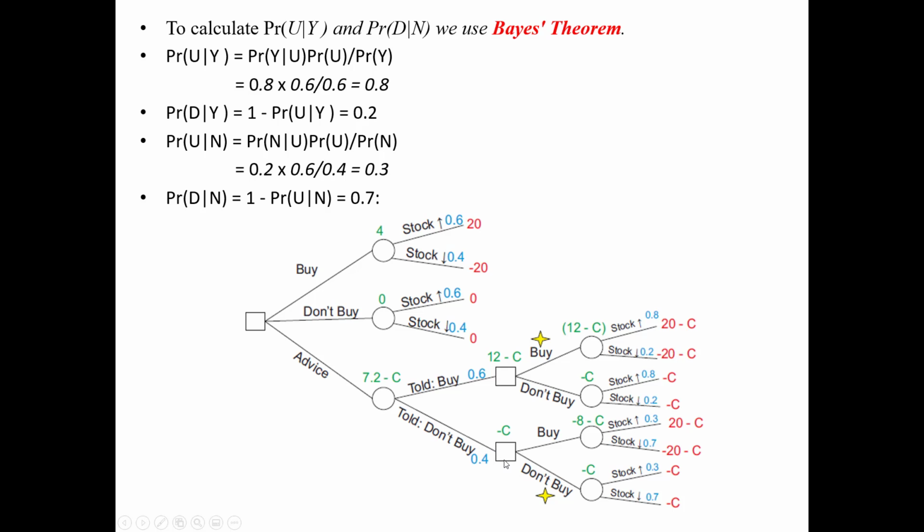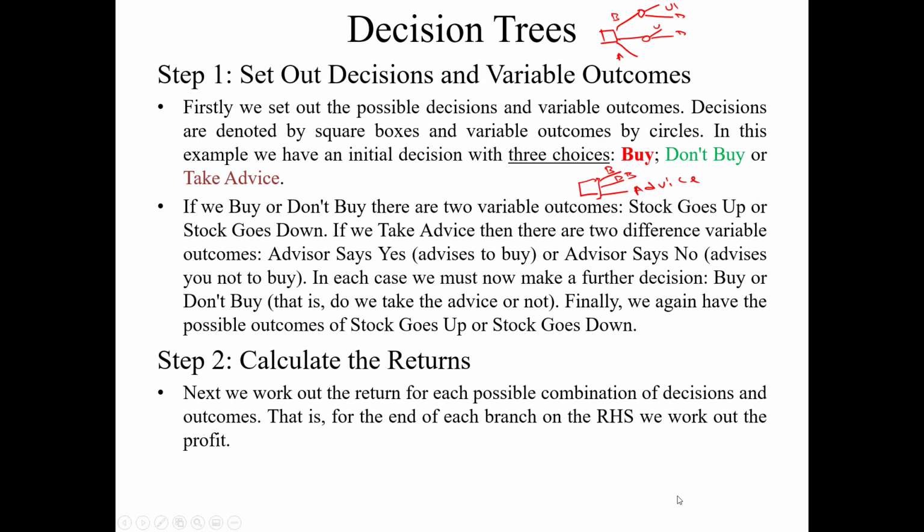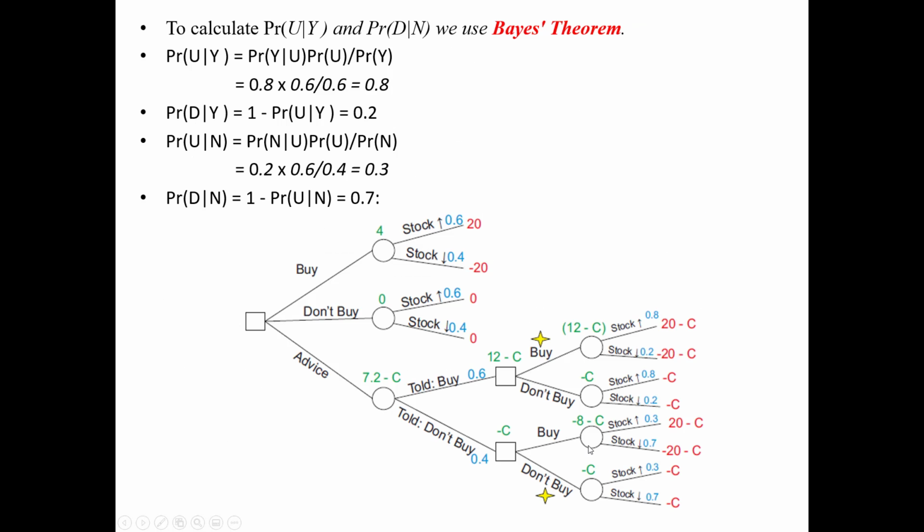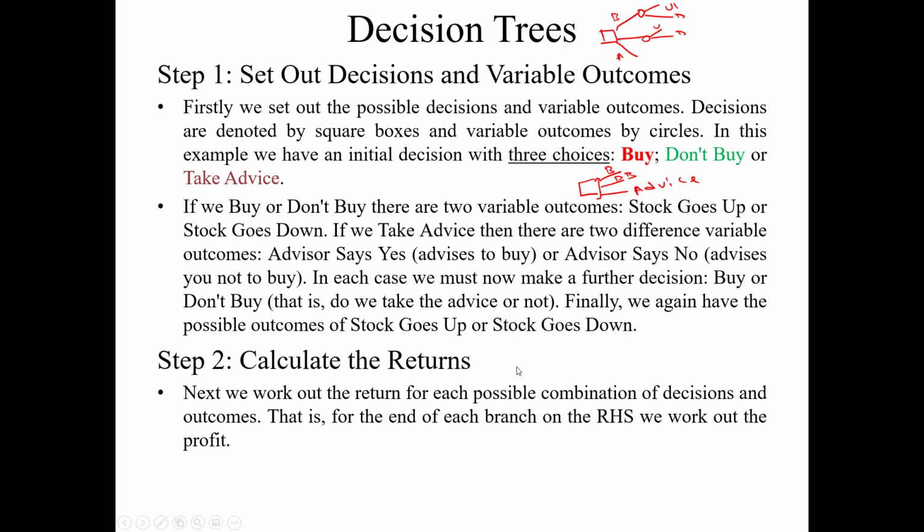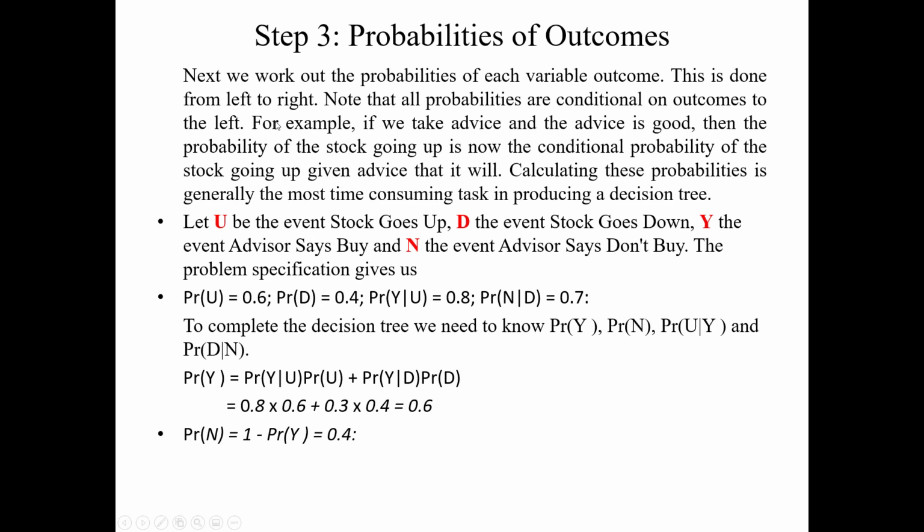Let's suppose, forget about the advisor's advice, I'm going to invest, I'm going to buy, or I'm not going to buy, then the possible outcome. You can see from this, now this is a very important step. Step two, we work out the return for each possible combination of decision and outcome. That is, for the end of each branch, on the right hand side, we work out the profit. So why right hand side? Okay, this is now the right hand side. We will calculate these probabilities. How will we calculate? I am going to show you now how to calculate these probabilities.